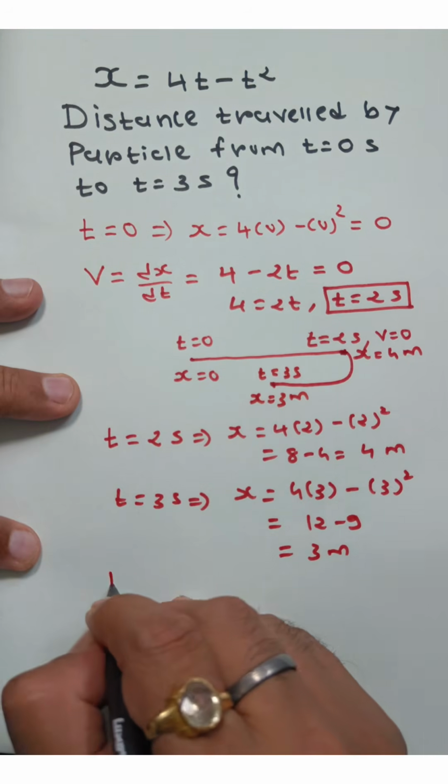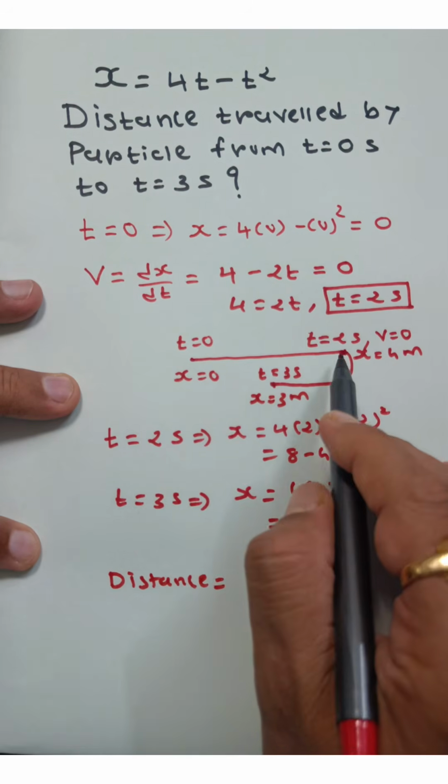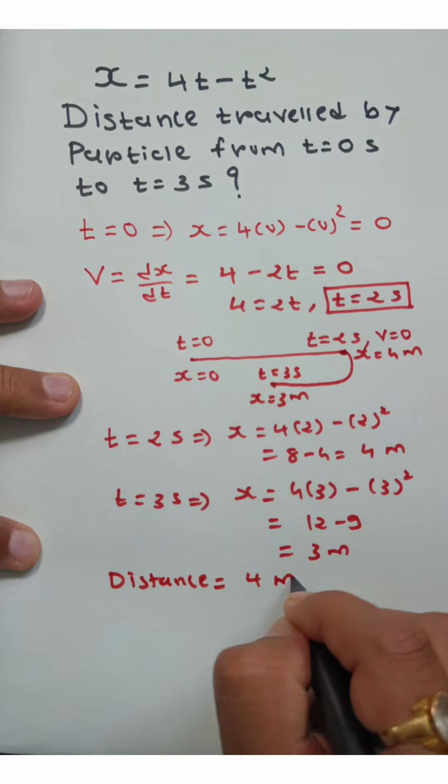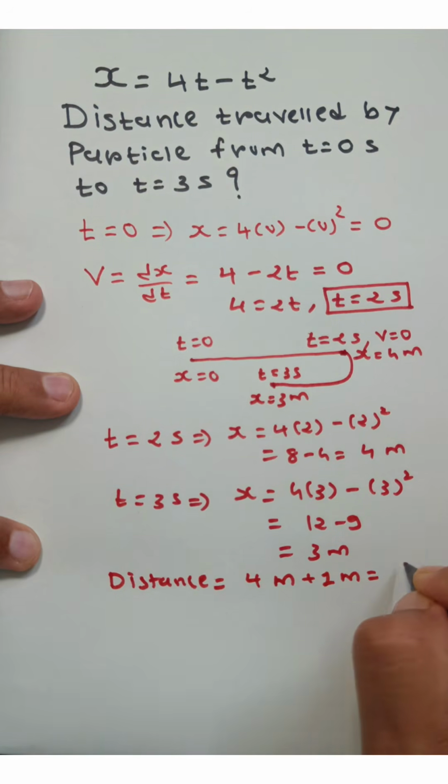So what is the total distance traveled? Total distance is equal to 0 to 4 meter and 4 to 3 meter. It means 4 meter plus 1 meter. So total distance is 5 meter.